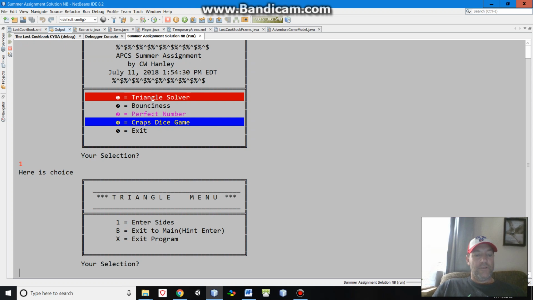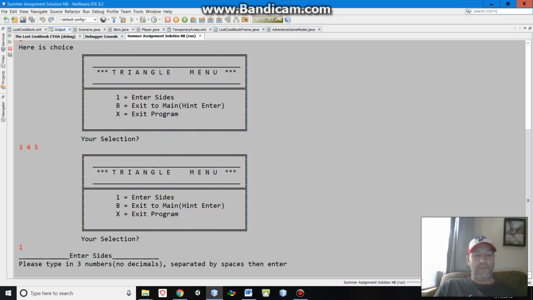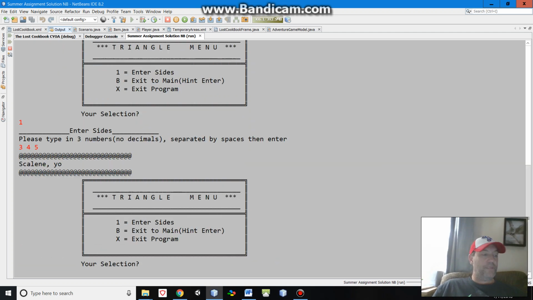We've got the triangle solver, 3, 4, 5 triangle. Enter sides first. 3, 4, 5. You can type things that are read in sequentially with the scanner with space between them if you want. That's a scaling triangle where all sides are unequal. That's a special one, 3, 4, 5. It's a right triangle. Pretty cool.